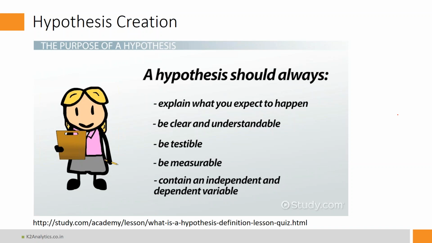So from this we now come to the next element, which is hypothesis. So basically when we are building a model, we have to create many hypotheses about why a particular event occurred or why a particular event did not occur, which means why some customers churned and why some customers did not churn. So we have to create hypotheses. When we create a hypothesis, there are some important things that we should take care of. While defining a hypothesis, we should explain what we expect to happen.